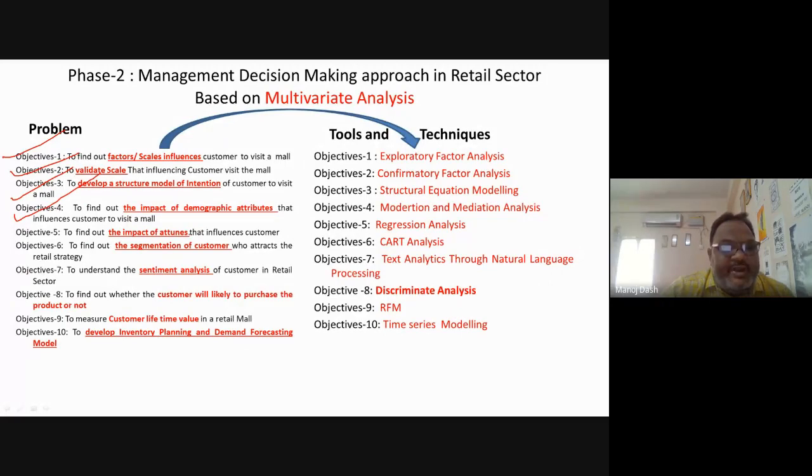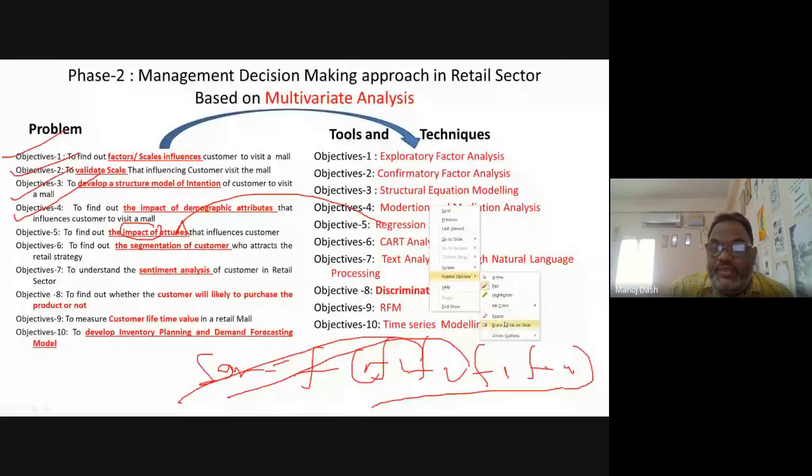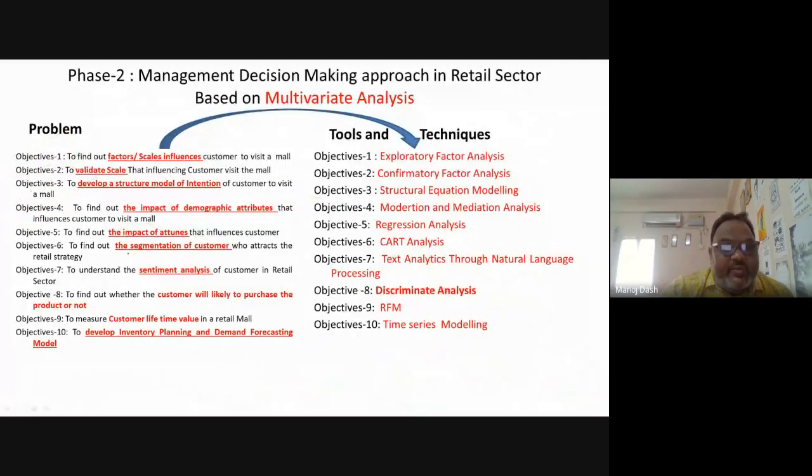Then I want to find out the impact of attitudes. So when the word impact is there, I apply regression analysis, because this is the satisfaction. Now it's based upon some of the factors. I want to know which factor has a positive impact, which factor has a negative impact, or whether that is significant or not. If you want to study this, I can apply regression analysis. Then once I got all the things, I want to know who are the people generally to target. That is called segmentation.